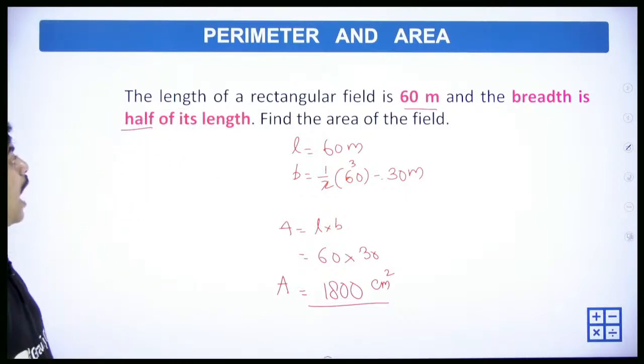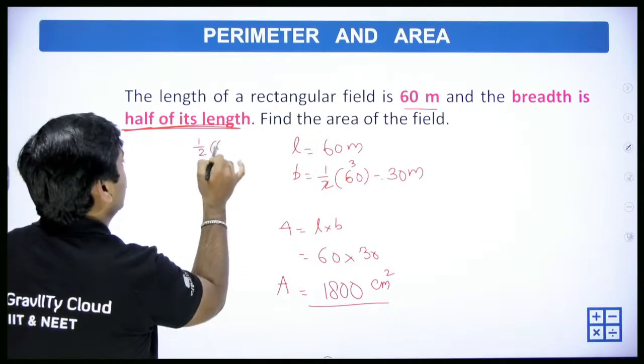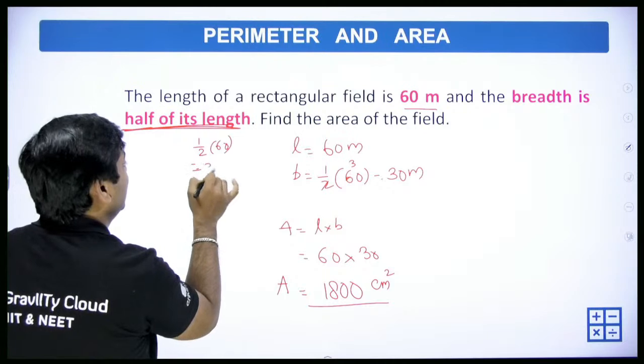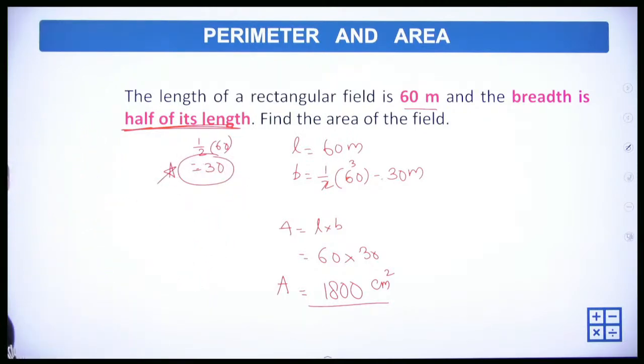Okay. Half of its length. You need to understand this statement. Half of its length, that is half of the 60. Half of the 60 is 30 meters. So if this is clear, you can solve the remaining questions. Okay. So the next one.